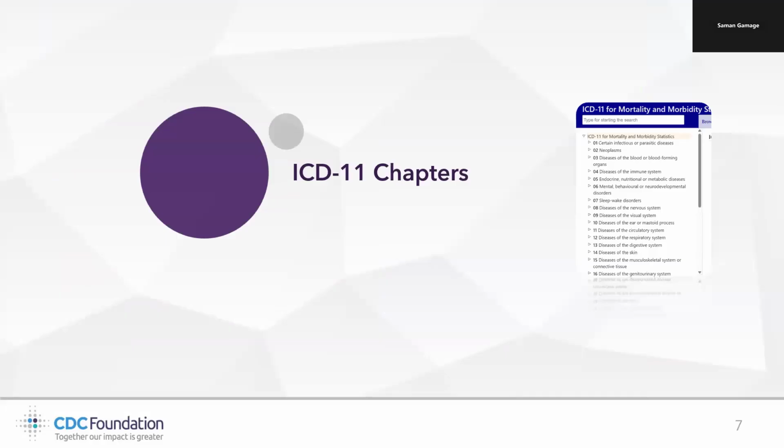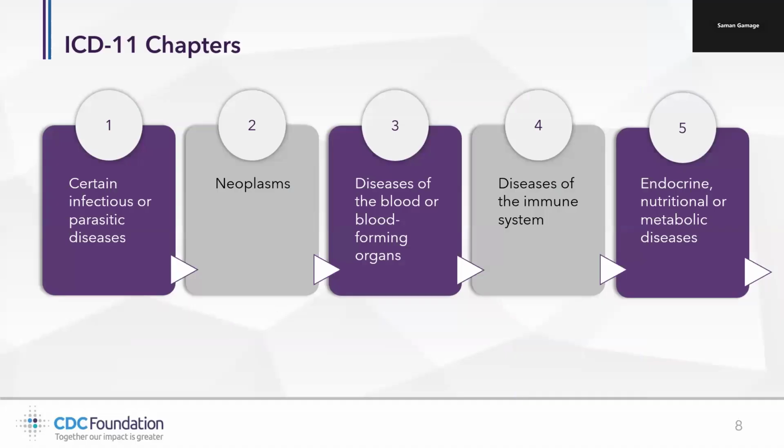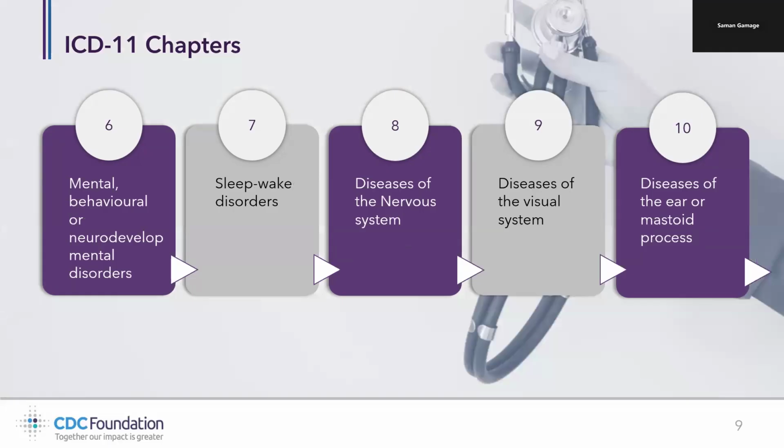Let's go through the ICD-11 chapters. Chapter 1 is for infectious or parasitic diseases. Chapter 2, neoplasms. Chapter 3 is for diseases of the blood or blood-forming organs. Chapter 4 is a new chapter for diseases of the immune system. Chapter 5, endocrine, nutritional or metabolic diseases. Chapter 6, mental, behavioral or neurodevelopmental disorders. Chapter 7 is a new chapter for sleep-wake disorders.